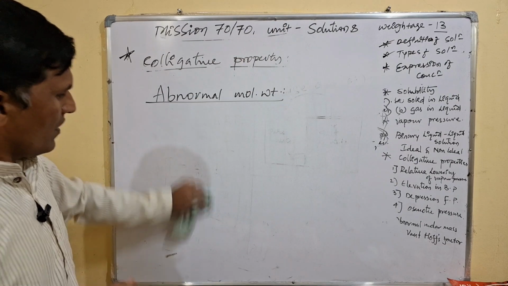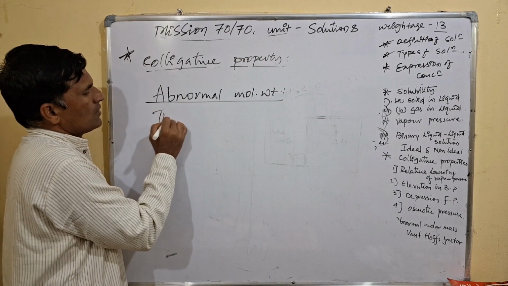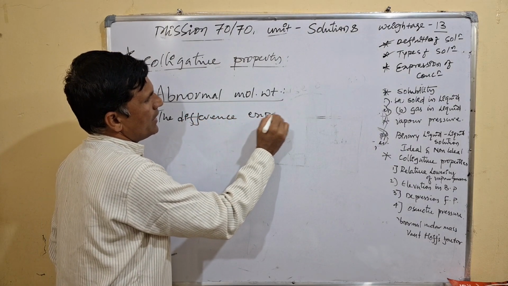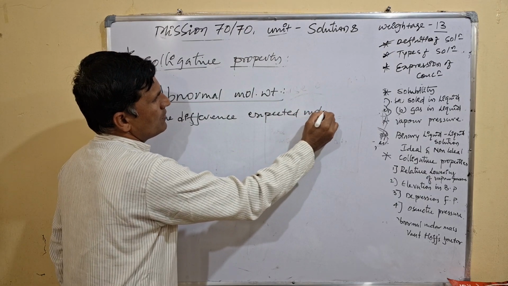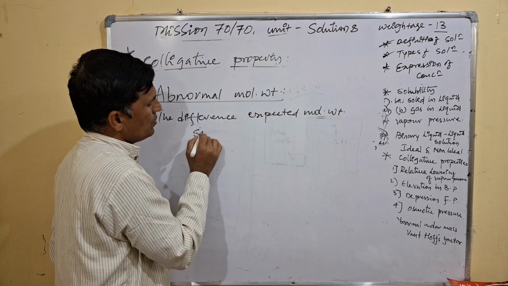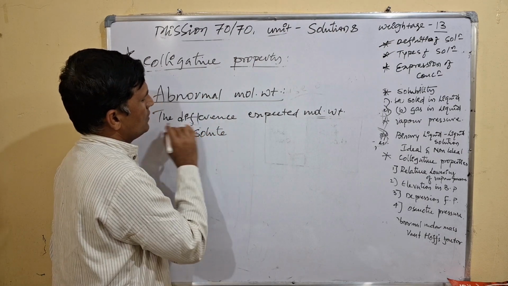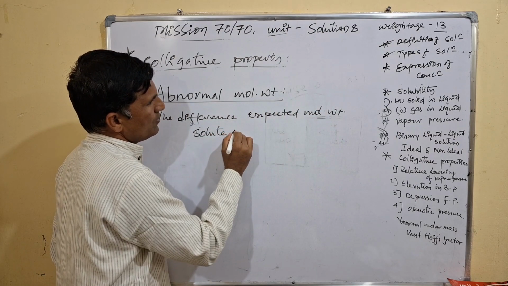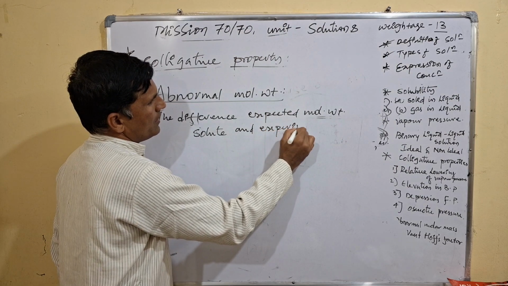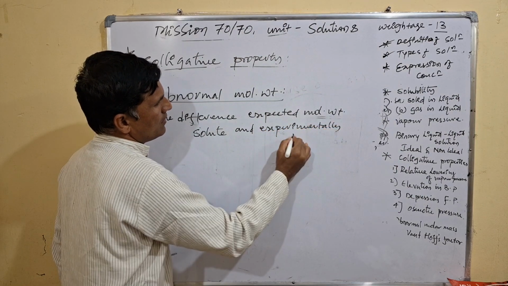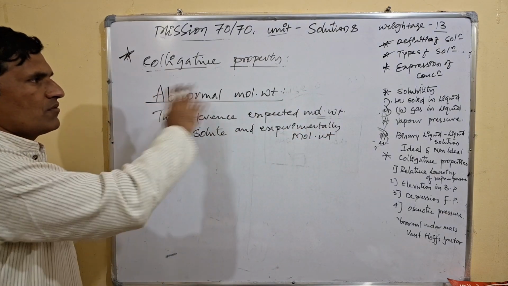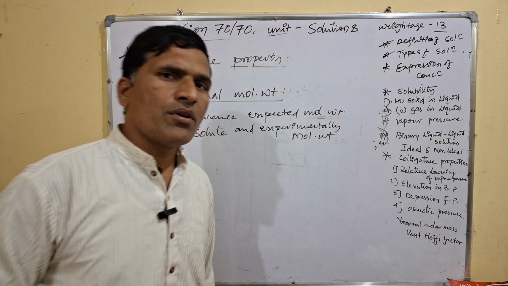Abnormal, the difference between the expected molecular weight of the compound, or we can call it solute molecules, the expected molecular weight of the solute, and the experimentally obtained molecular weight. So that we call abnormal molecular weight. And how are we going to get this one?